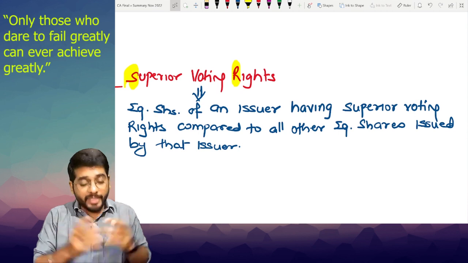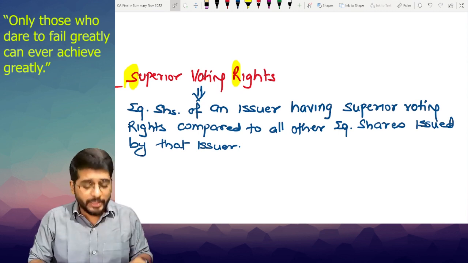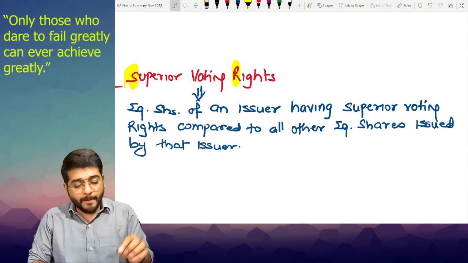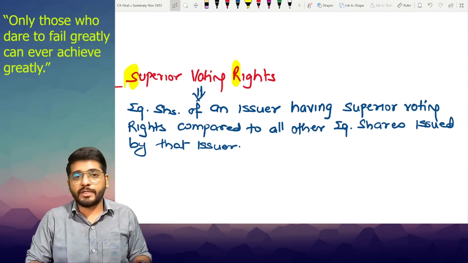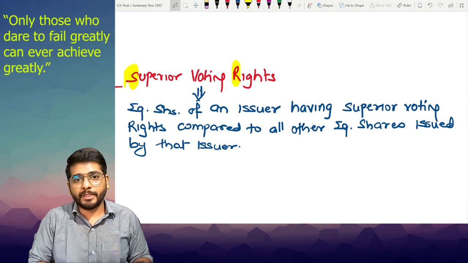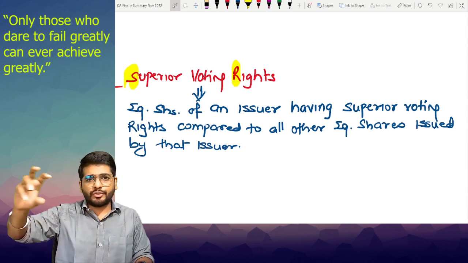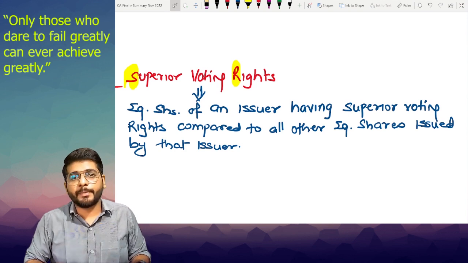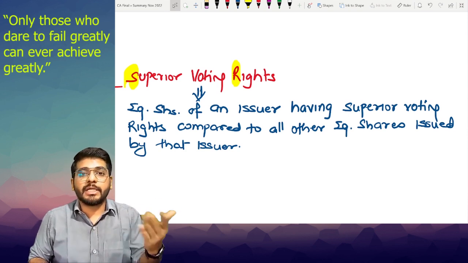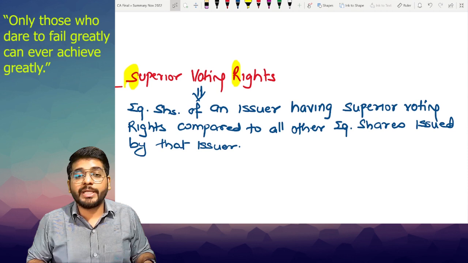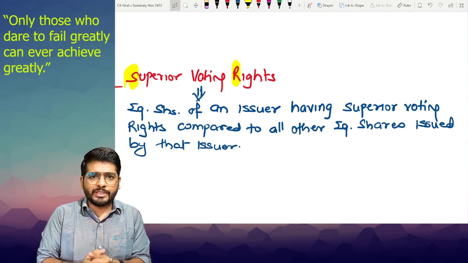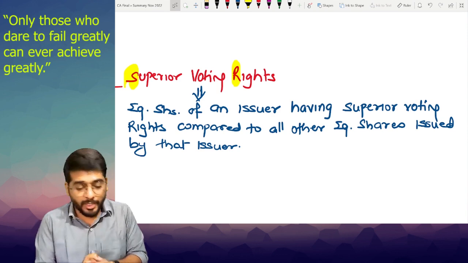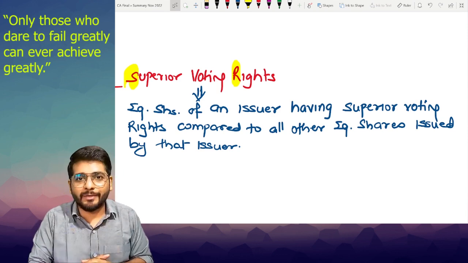Now what are they saying? Equity shares of an issuer having superior voting rights compared to all the other equity shares which are issued by the issuer, that is, by the company. So what I am doing here is issuing equity shares of a particular class to a particular group of people where the voting rights given are substantially high. Something like shares with differential voting rights, DVR is what we call, similar to that, right? So these are shares with superior voting rights.